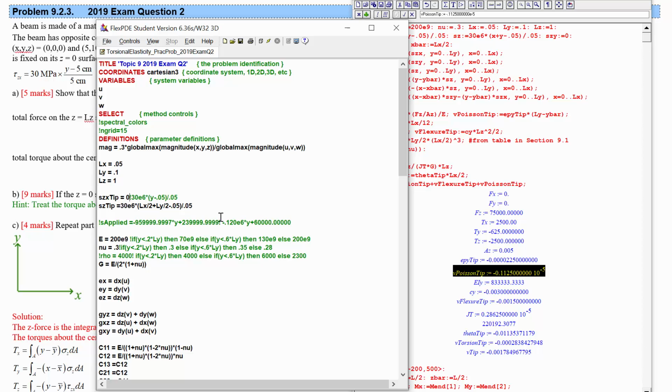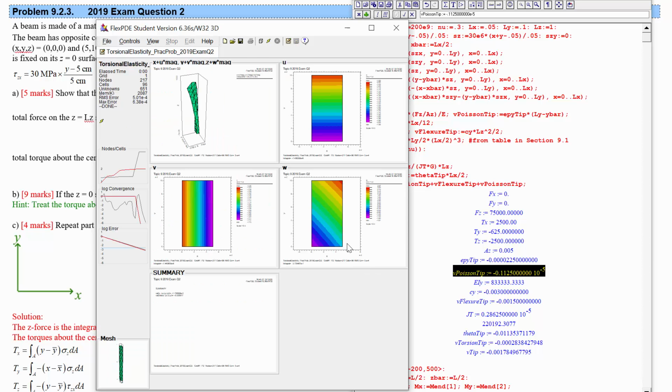We can turn all that back on and get the full thing going in Flex and just kind of enjoy the conclusion of this massive topic. Hope you've had fun.